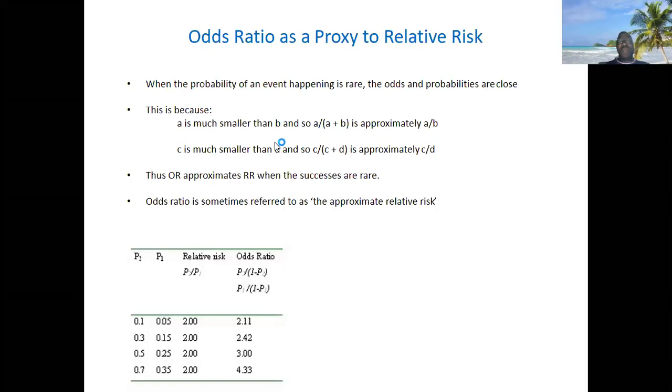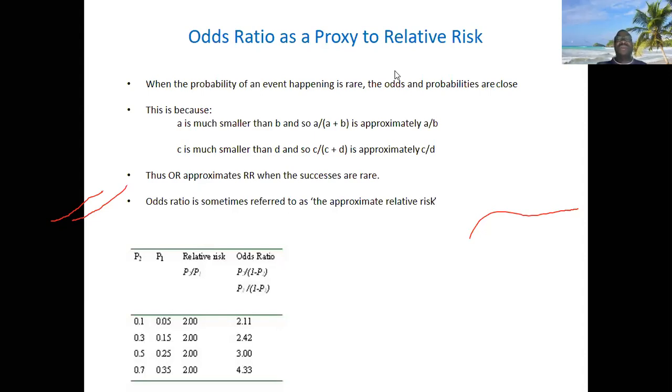Now, if you look at this formula, you remember that A over A plus B is the numerator for relative risk. C over C plus D is the denominator. So when the disease is rare, the attribute is rare, if you remember, the A part.